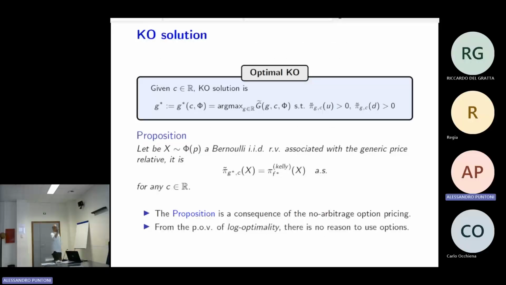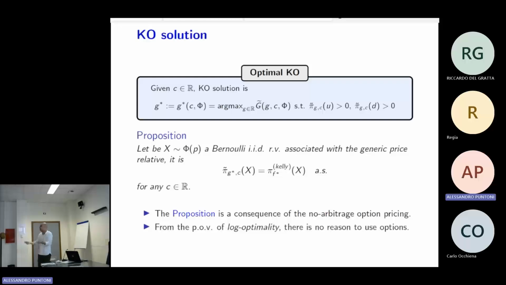What is the point? First of all, just a lemma. How much time do I have? Two minutes, okay. Just a lemma. The idea is that given C, the particular hedging strategy, we solve the problem. Proposition: this Kelly solution with option is equivalent to the Kelly solution in the case of a specified market, in the case that there is no estimation risk.